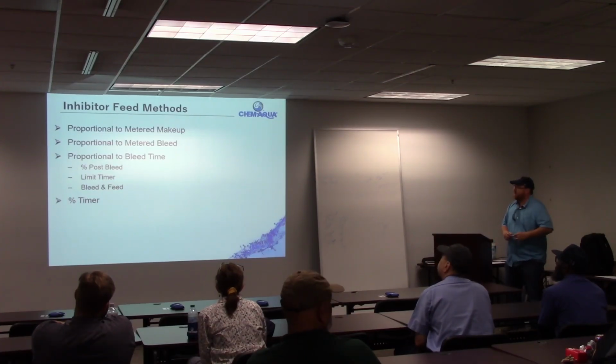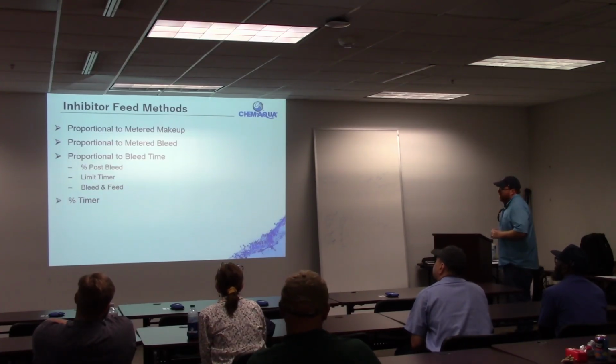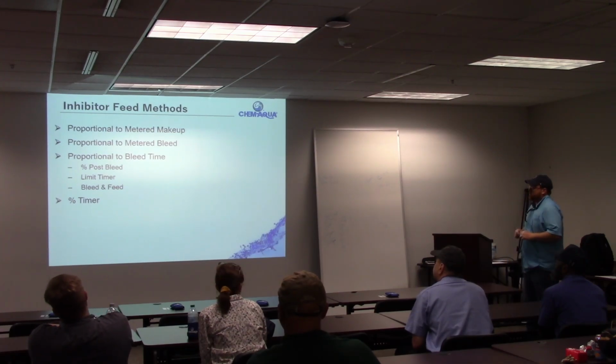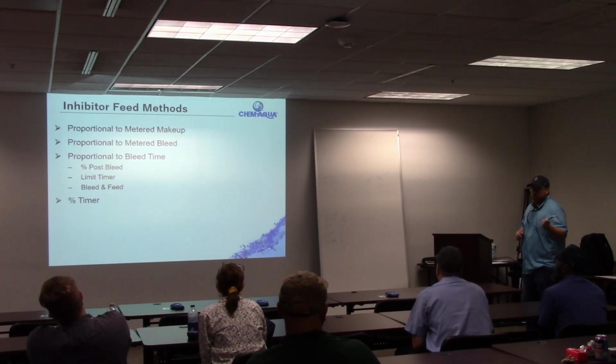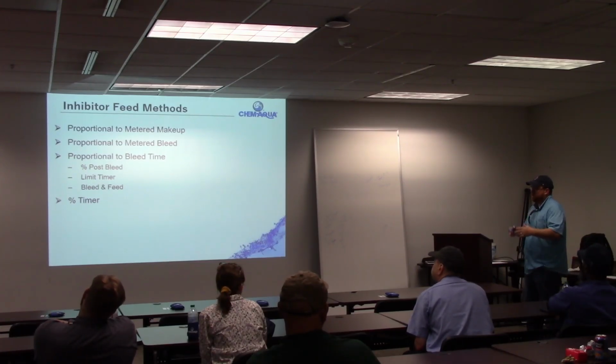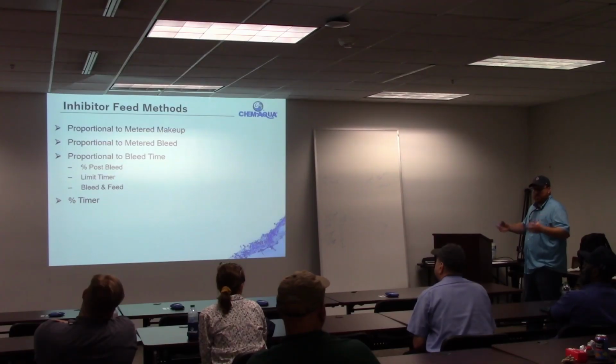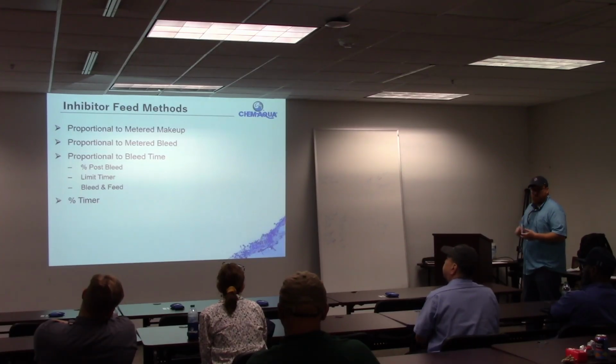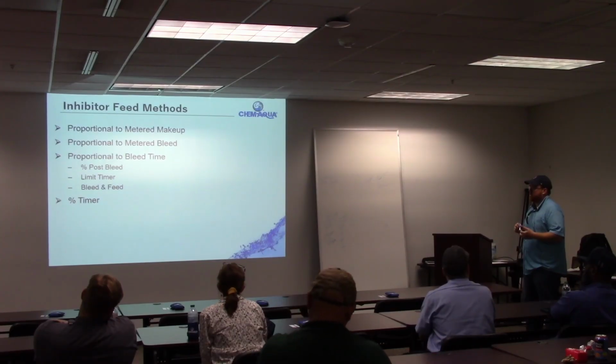So these are some different inhibitor feed methods. Probably the best is proportional to metered makeup, which is how we do it here. And so basically for however many gallons of makeup, we've calculated how much inhibitor should be going into the tower. That's a great way to do it. Fluorescent trace probes are a newer way to do it. We do that on online monitored systems. That's a great way as long as you're making sure that the probe stays calibrated.